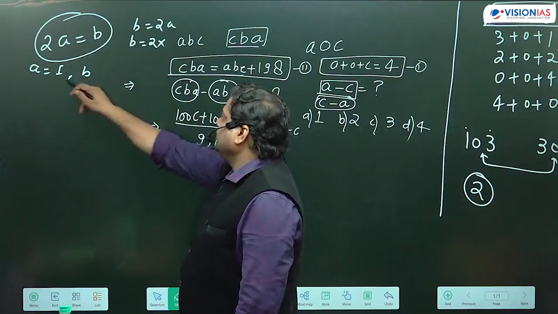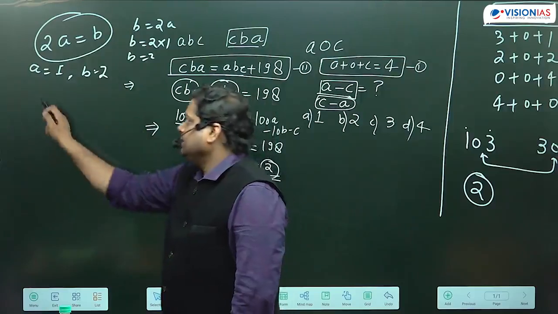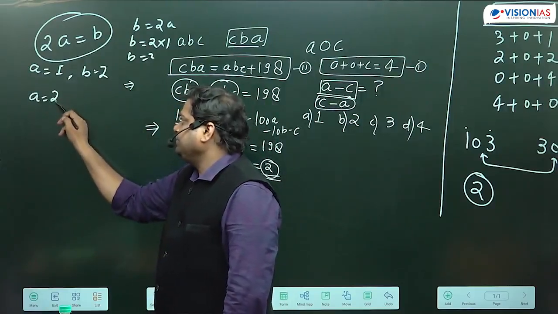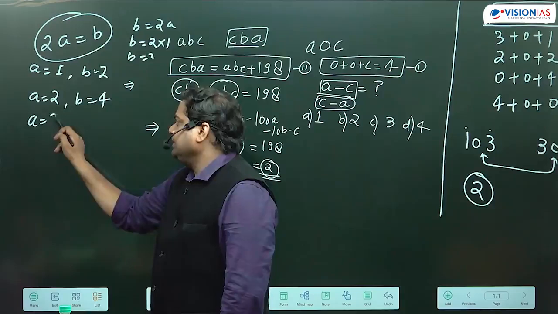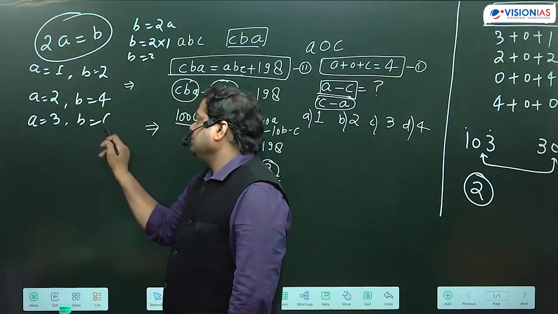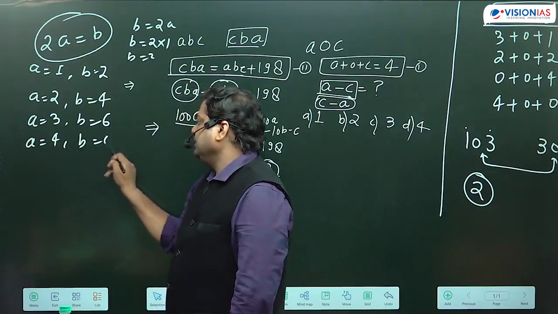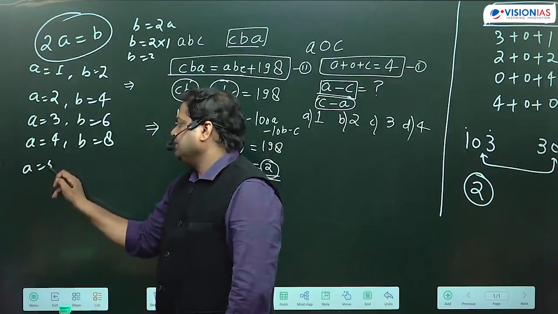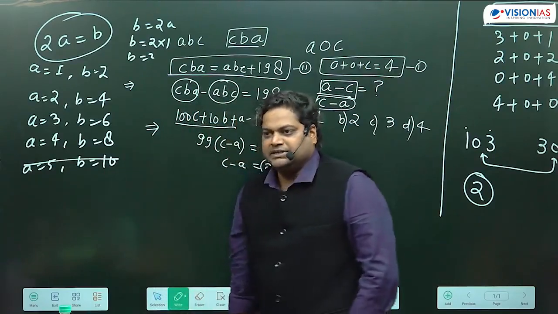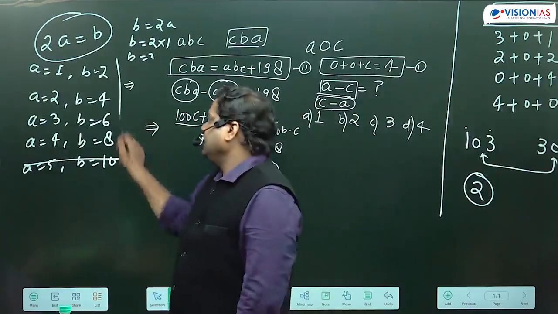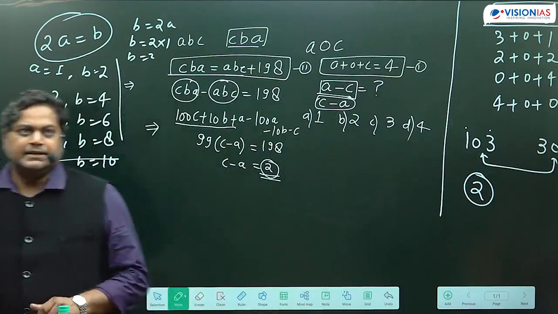2 into a's value, I have taken 1, so b's value is 2. If I take a as 2, what is b's value? 4. After 2 I can take a as 3, so b's value is 6. After 3 I can take 4, so b's value will be 8. If I take a as 5, b's value will be 10, which cannot be a possibility. So we can have 4 such pairs. Okay.